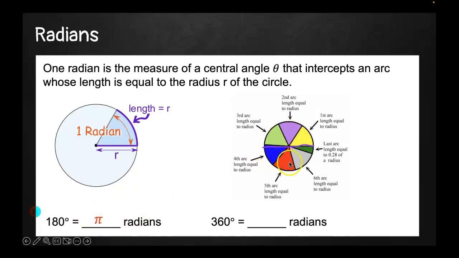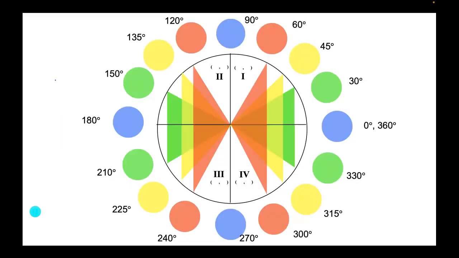Now, if I were to continue and count all the way around, 360 degrees is actually going to be twice as big, so it's going to be 2 pi. Now we're going to finish filling out our unit circle. So we did the degrees and the terminal points, and for this video, I did leave the degrees on here to help us with the radians.